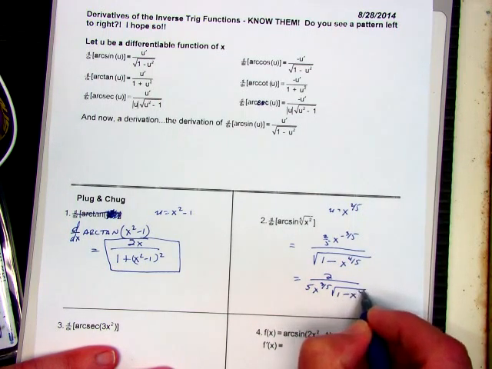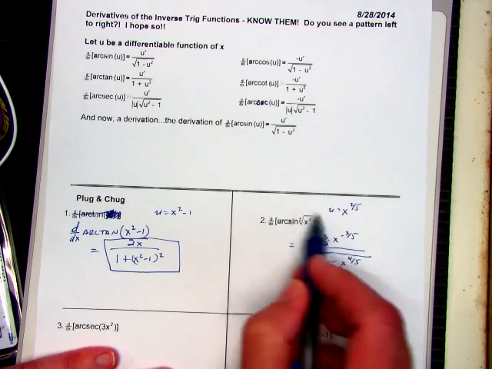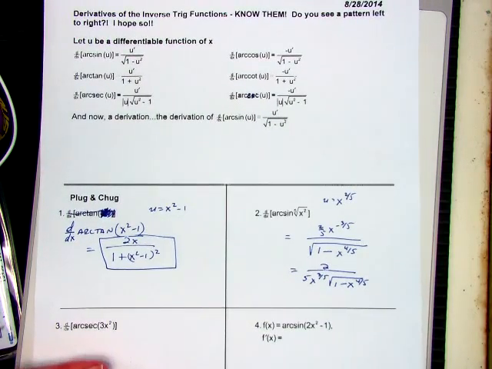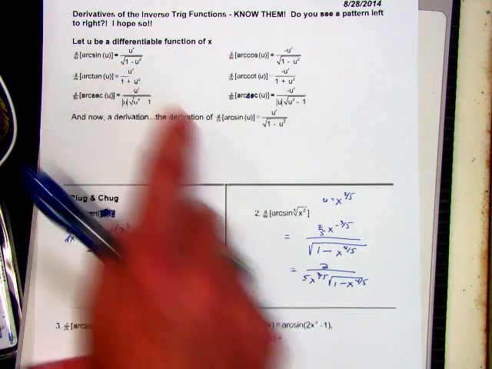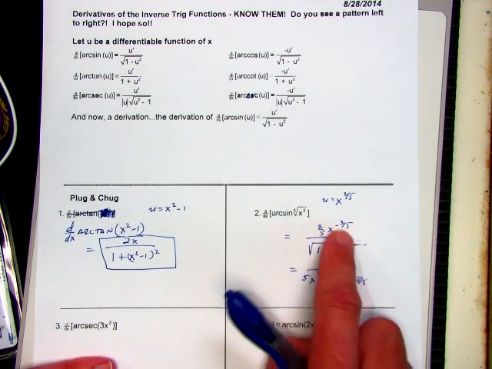Now that was kind of ugly. That's not a common one you're going to see, but I at least wanted to show you the mechanics of it. It's really just using the formula: 1 minus u squared on the bottom, square root of that, and then it's u prime on top.